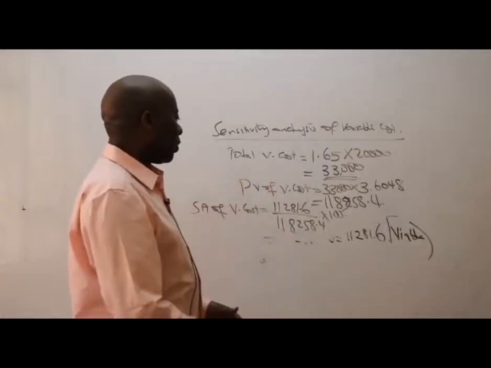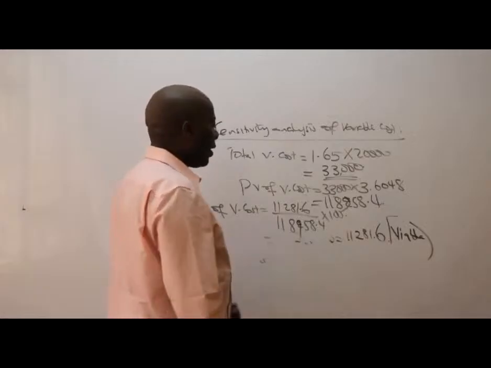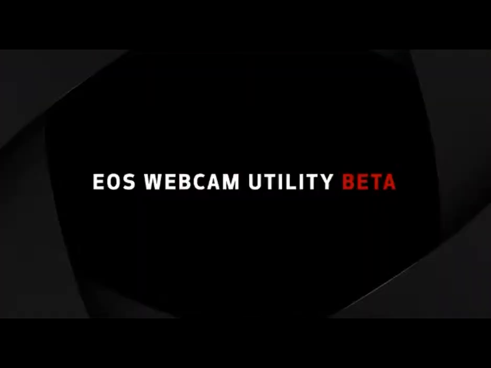Great. So then we're 118,958.4, like that. So times 100%. At the end of the day, what figures are we getting? We're getting 9.48%. Thank you so much. 9.48%, like that.